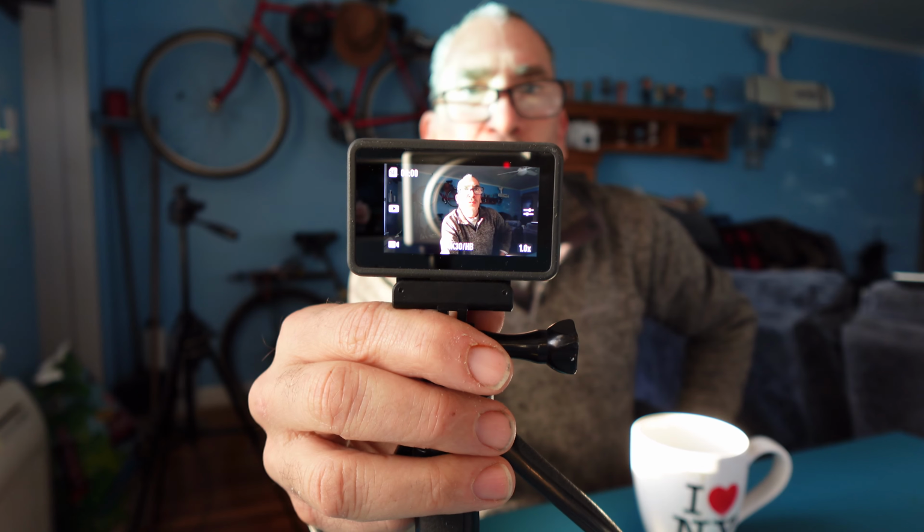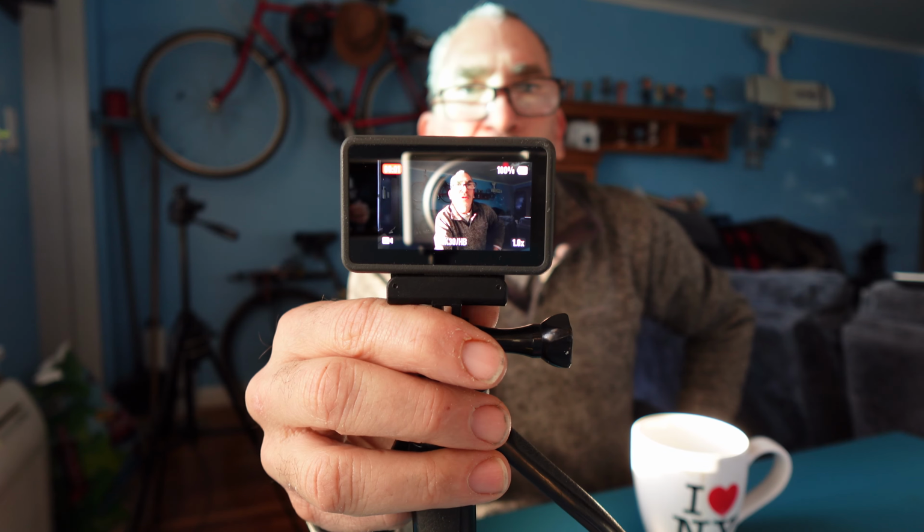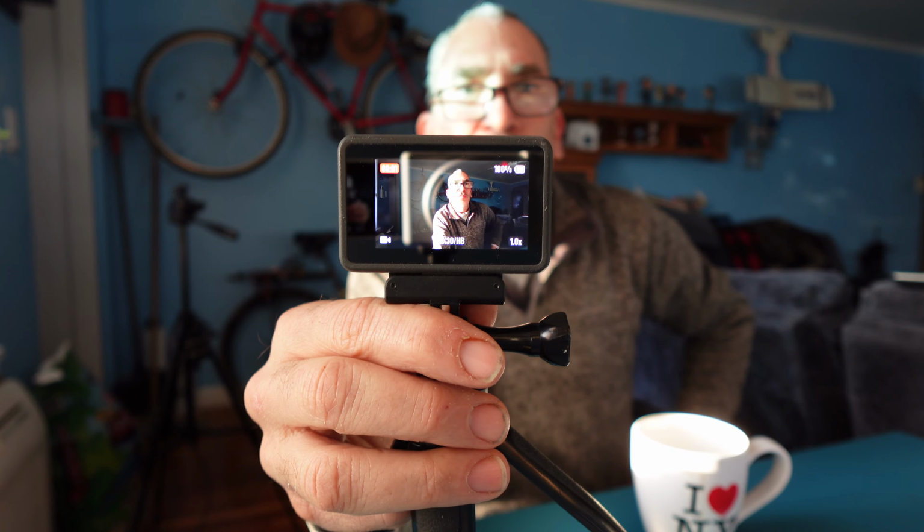Here is a sample test of the focus issue. Test 1, 2, 3, 4.